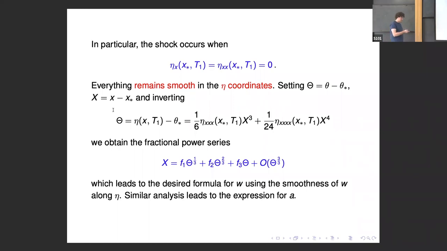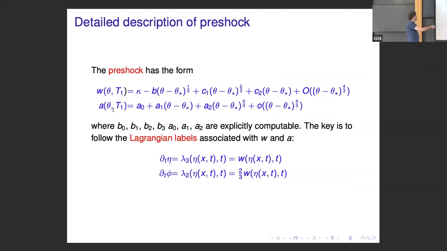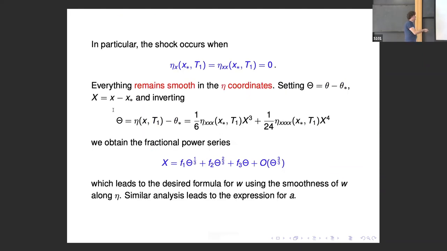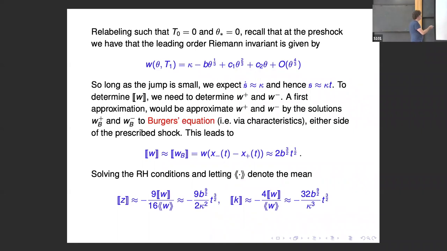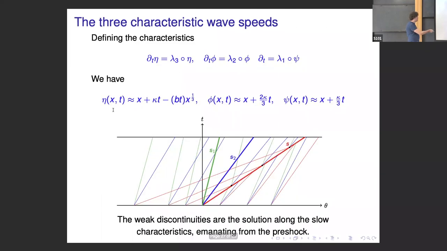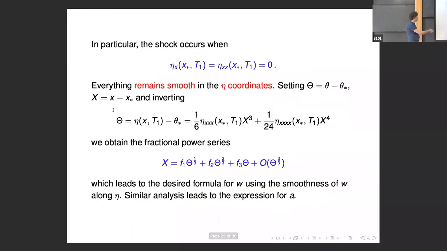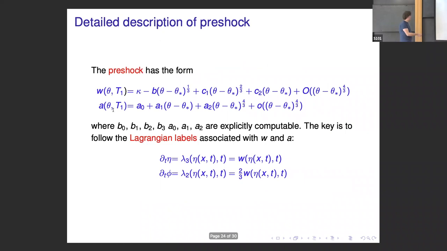Now, to obtain this formula here, one simply uses that W is smooth along eta, and then you write the derivatives. You can write W in terms of the inverse of eta, and you end up with these powers here, which directly come from these powers here. Now you can do a similar analysis for the A variable, but instead you use the lambda 2 characteristic and you get that things are smoother, because the Jacobian doesn't vanish.